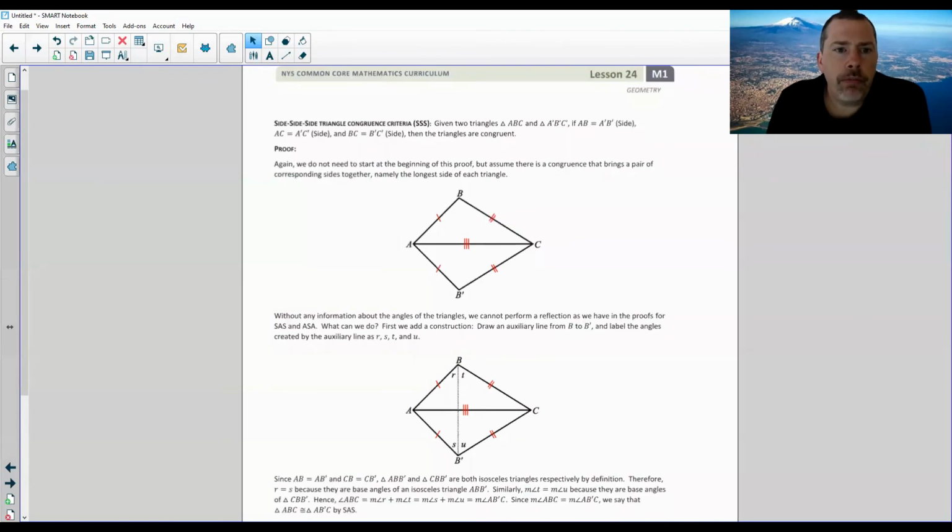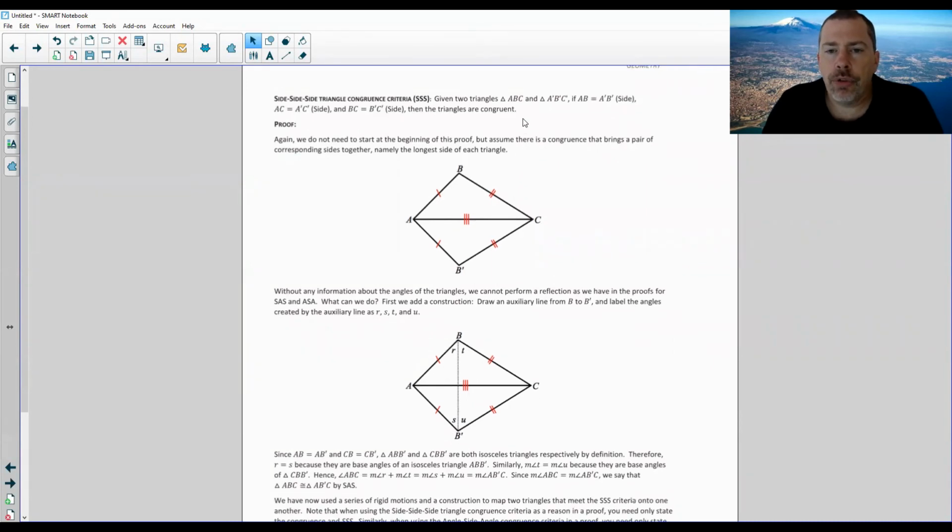Okay, page 3, side, side, side, triangle congruence criteria, SSS. Given two triangles, triangle ABC and triangle A prime, B prime, C prime. If AB is equal to A prime, B prime, side AC equals A prime, C prime, another side, and BC equals B prime, C prime, a third side, then the triangles are congruent.